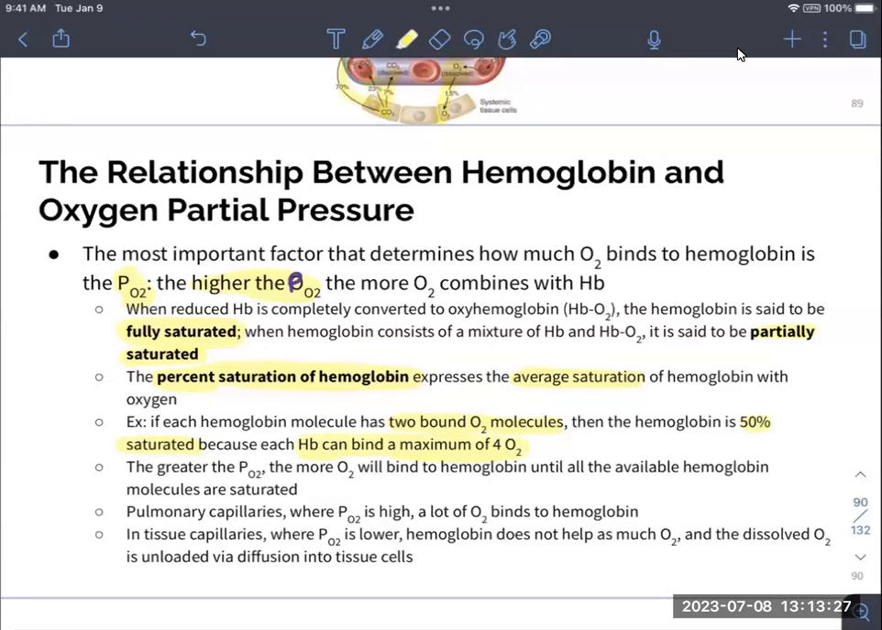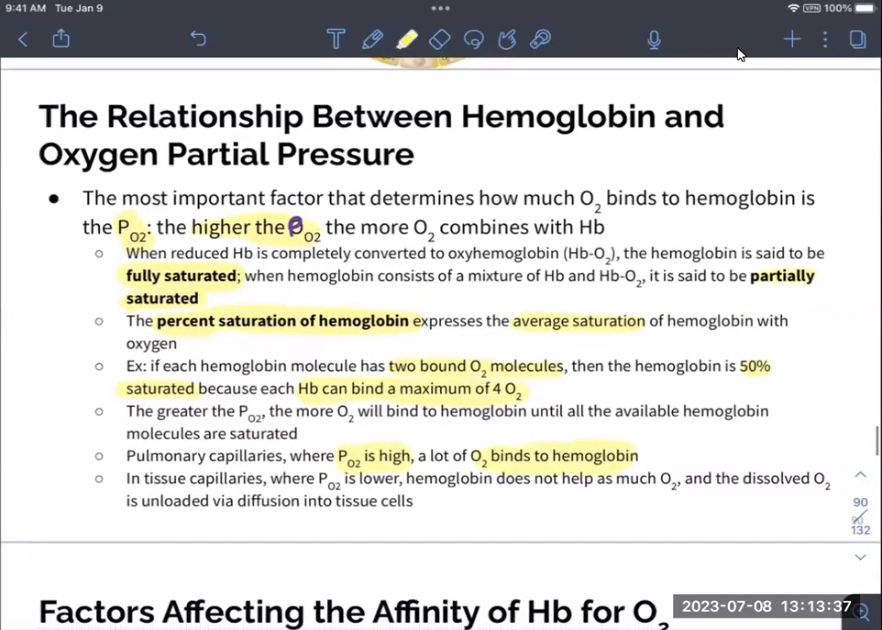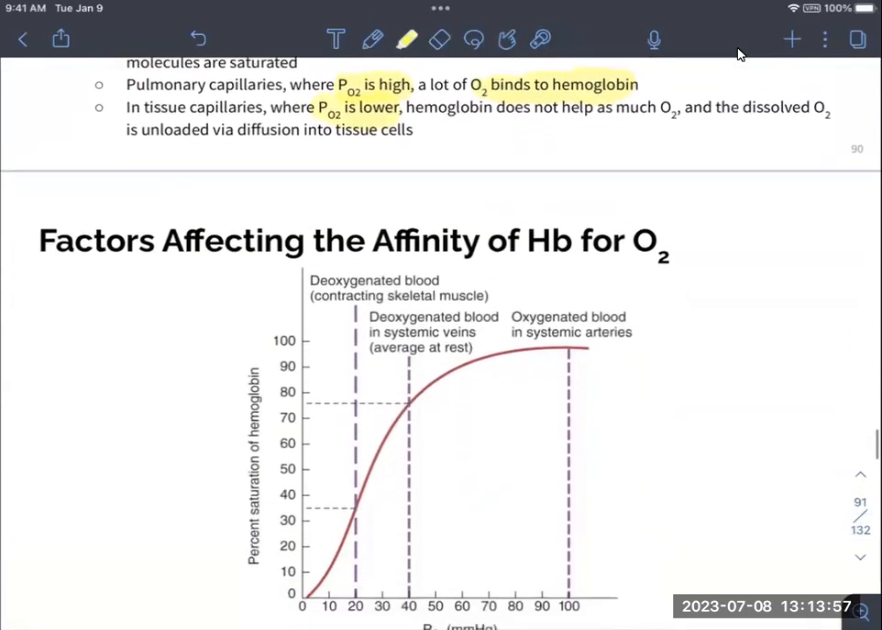In those pulmonary capillaries, that pressure of oxygen is very high, which causes a lot of oxygen to bind to that hemoglobin. But in those tissue capillaries, that pressure of oxygen is lower. So that hemoglobin does not help much. It's the dissolved oxygen that is unloaded, and that's what diffuses into these different cells.